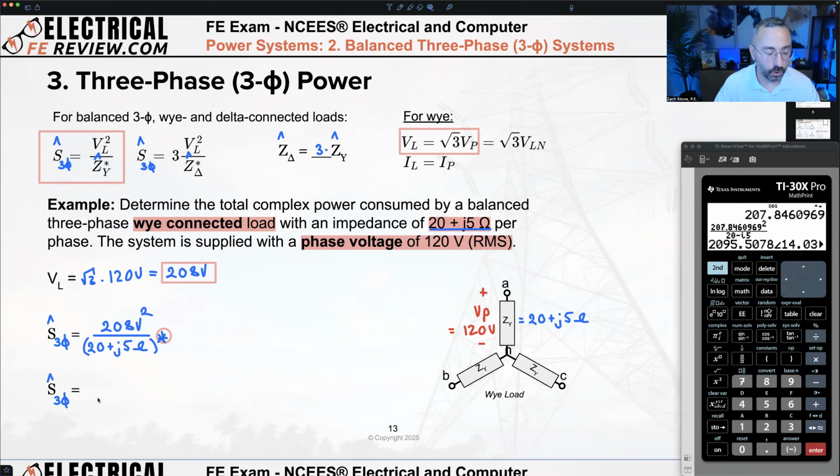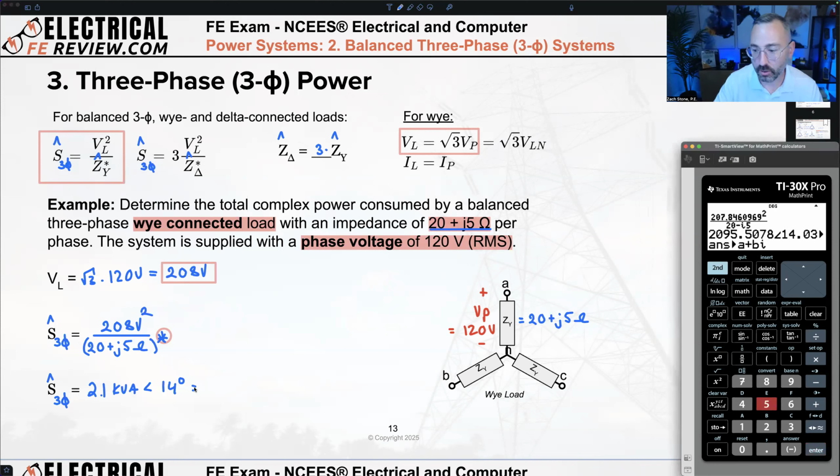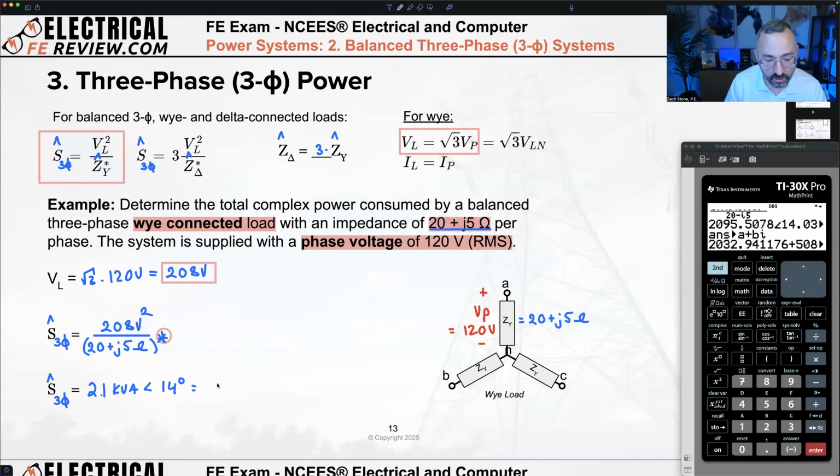All right, let's see. In polar, we've got a complex three-phase power of, I'm going to use kVA, so we're going to call that 2.1 kVA at an angle of, say, 14 degrees. Or in rectangular, maybe they ask for P and Q instead. That's the same thing as, we'll call that 2.0 kW plus J times, we'll call that 0.5 kVAR.